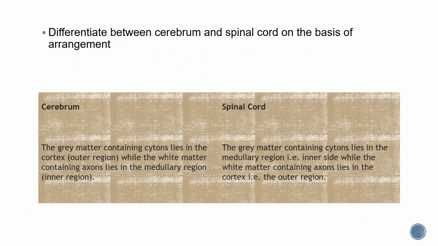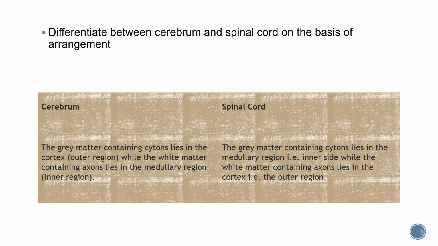Now here, see, this type of question we have discussed earlier only. So the question was different, but the answer will be the same. There we discussed how the cyton and axons are positioned or placed in the cerebrum or the brain and the spinal cord. So the answer is also the same here. Here also they have told you to differentiate between the cerebrum and the spinal cord on the basis of arrangement of the axons and the cyton. Okay, on the basis of arrangement of axons and cyton, how these are arranged in the cerebrum as well as in the spinal cord. So there the question was how the cyton and axons are arranged in brain and spinal cord. Same question in a different manner.